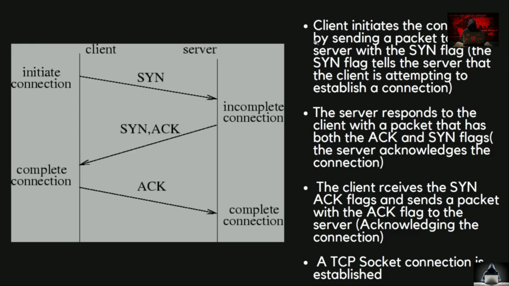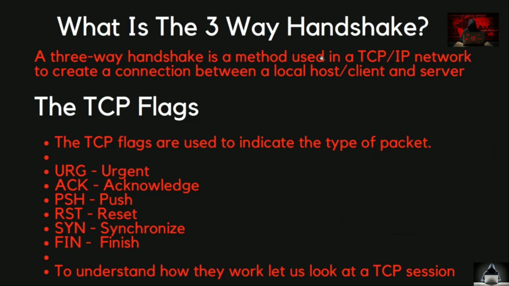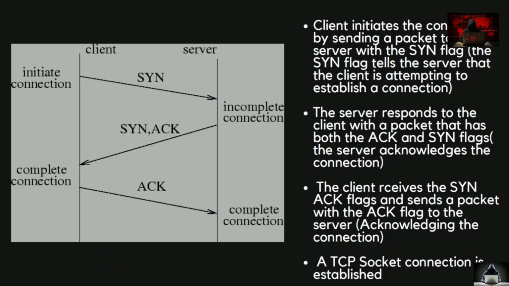I hope this was a very simple way of explaining how the three-way handshake works, because it is very important, especially given the TCP flags, because we'll be using them when we work with Nmap. So that was how the three-way handshake works and how a connection is established using TCP/IP. That's going to be it for this lecture, and I'll be seeing you in the next video.